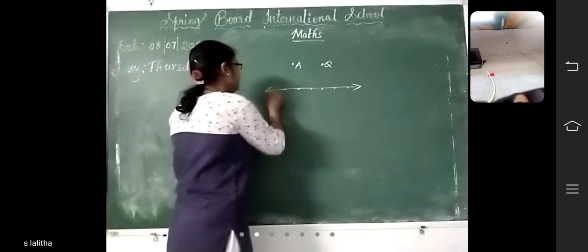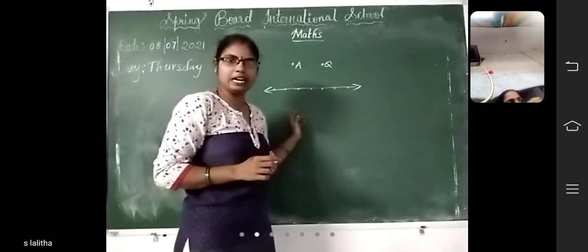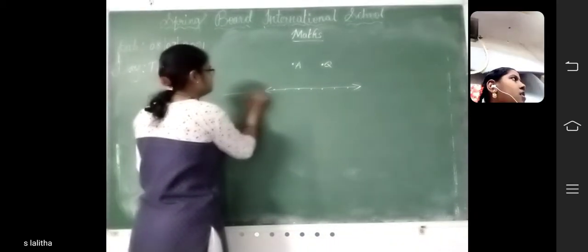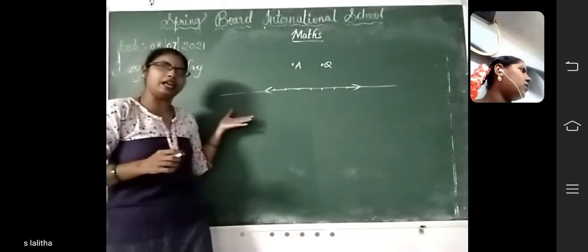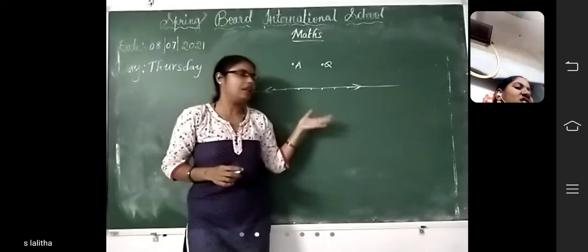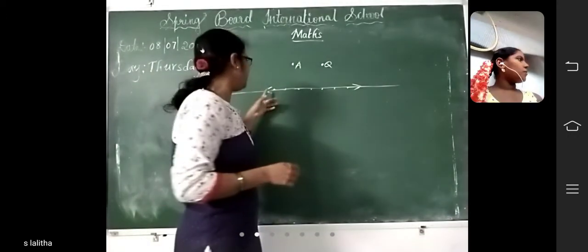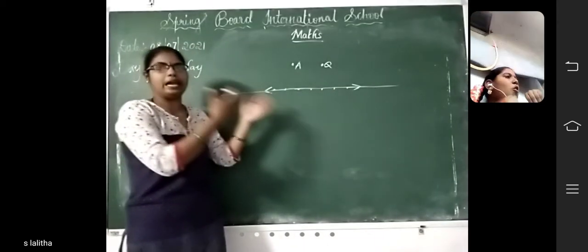So a line has two arrows on both sides. So we can extend both sides. We can extend like this. You can extend on any side. So a line has neither starting point nor ending point. The line has two arrows on both sides, so you can extend on any side.